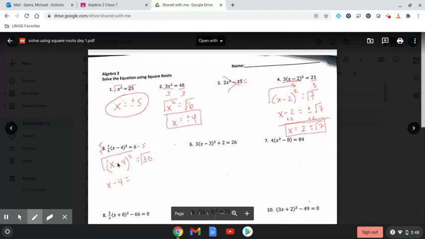Everything else goes away over here. No more parentheses, no more exponent, no more radical. We're left with just whatever was inside the parentheses, x minus 4. Now, the square root of 30.